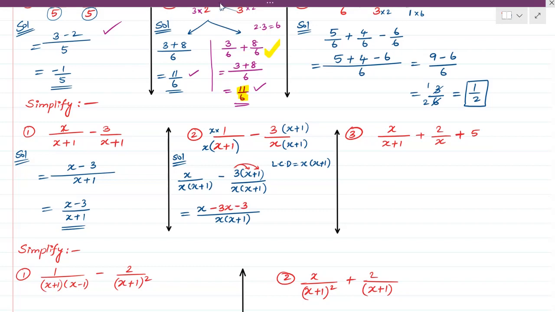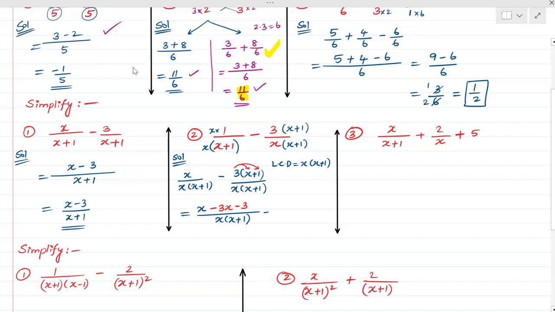So thereafter, you have to simplify. What is the simplification here? So x with the x, you will have here 1 minus 3x, which is equal to minus 2x minus 3 over x into x plus 1. So this is the final answer.